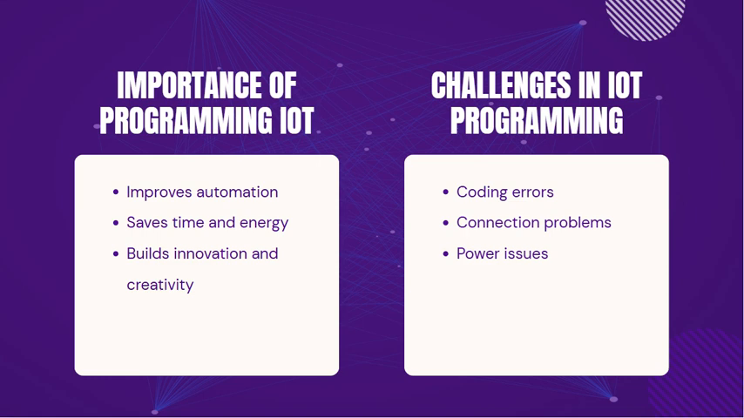Okay? And next is this one. So, importance of programming IoT and also challenges in IoT programming. So, the importance, so we have improves automation, save time and energy, builds innovation and creativity. So, automation enhances efficiency and reduces human error in process. And saving time allows focus on more complex tasks and innovation.